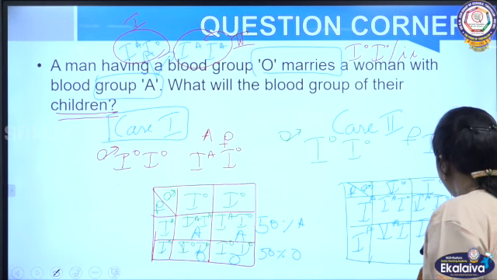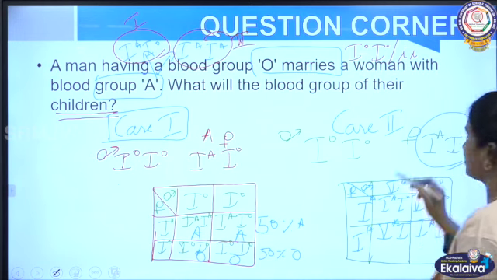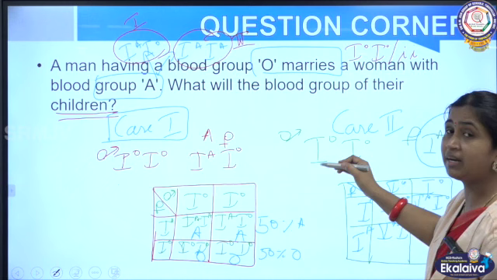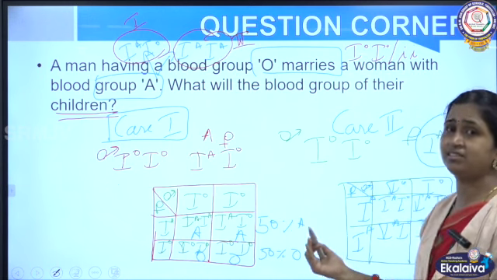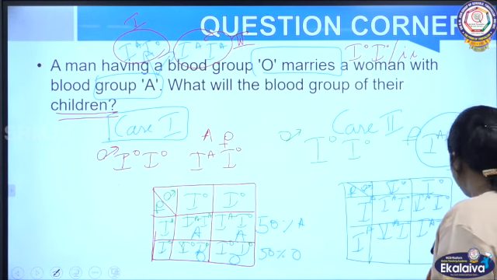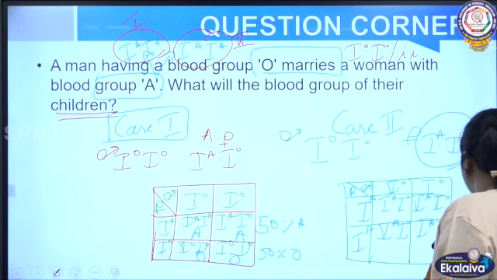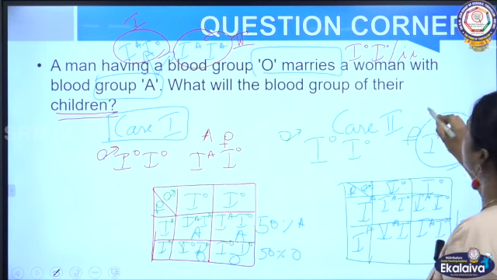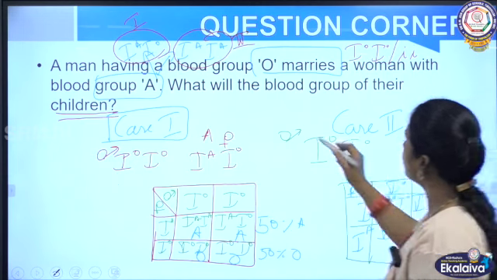Again, I^A and I^O. When a dominant character is there, it will not allow the recessive character to show. It will mask the recessive character. So you will get here 100% A. So what are the possible blood groups for the offspring? A and O only.